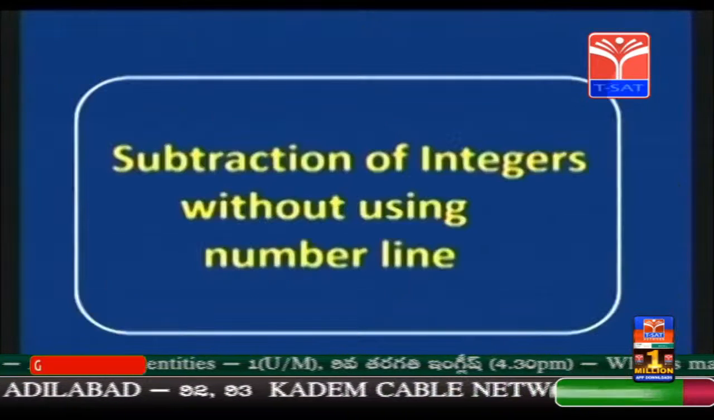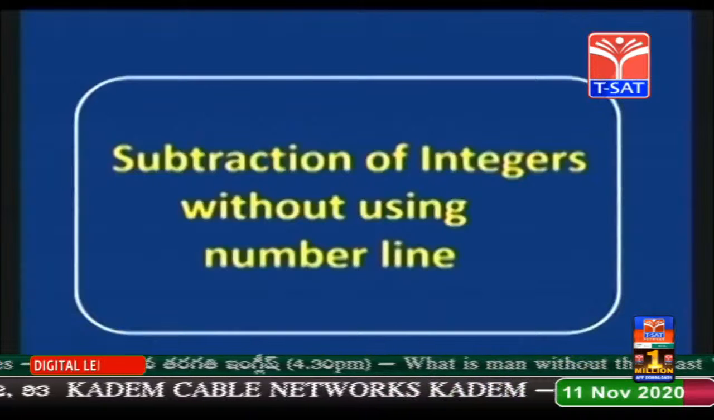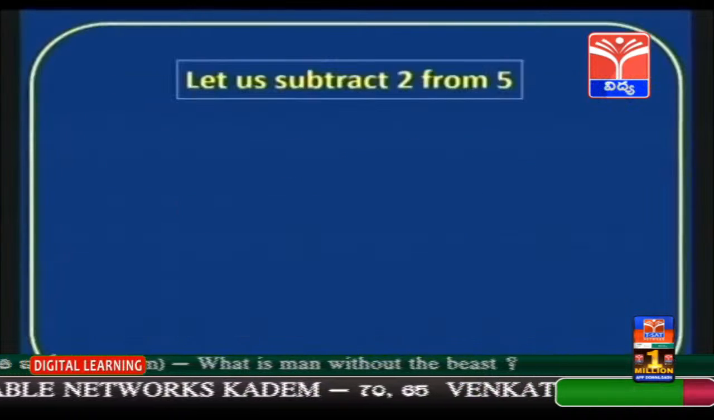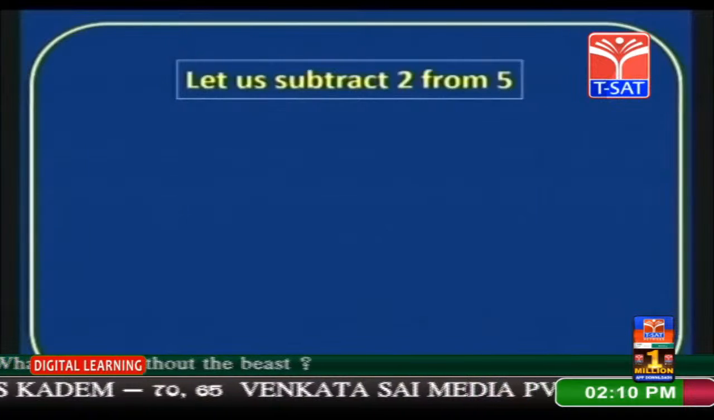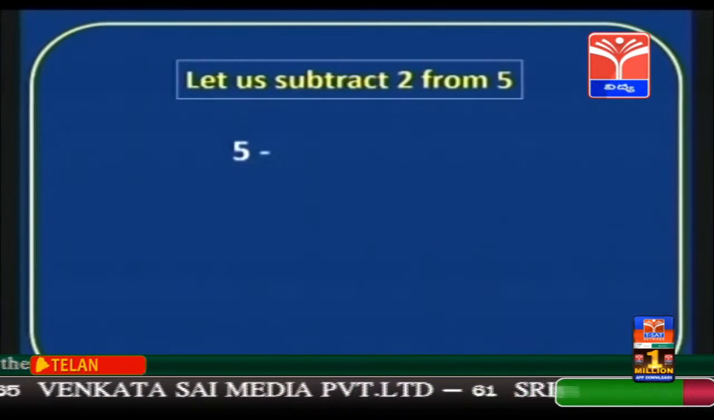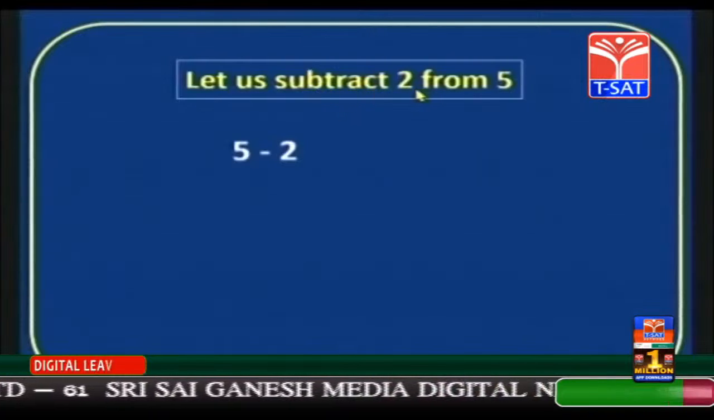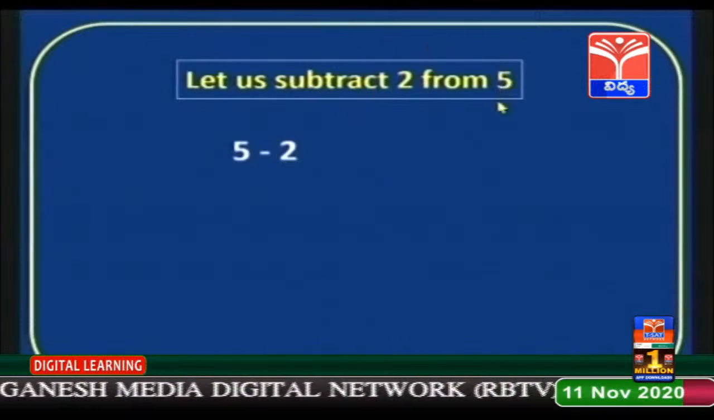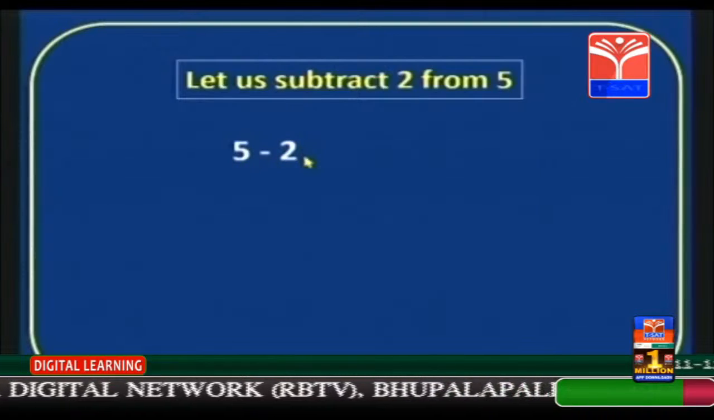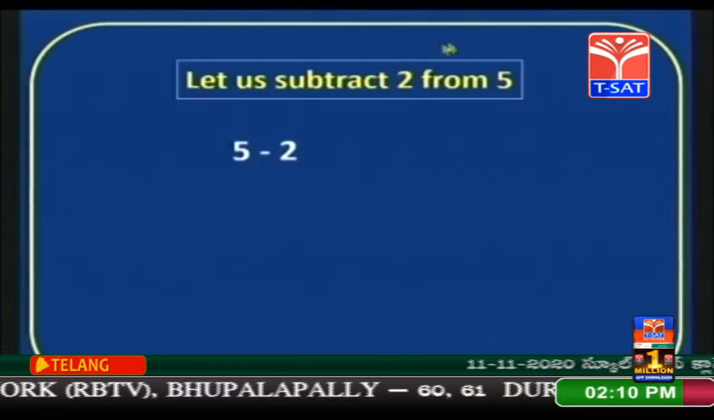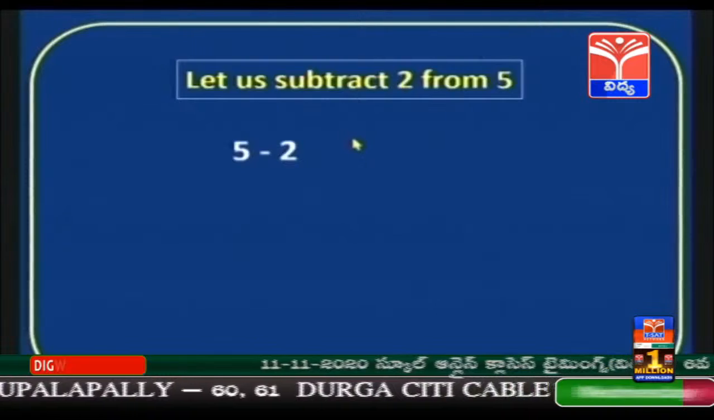Now let us understand subtraction of integers without using number line. Let us subtract 2 from 5. Children, you try to understand this. Subtract 2 from 5 means what you have to do? We have to do 5 minus 2. Subtract 2 from 5 means 5 minus 2.